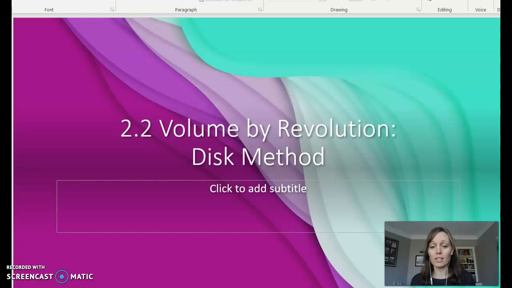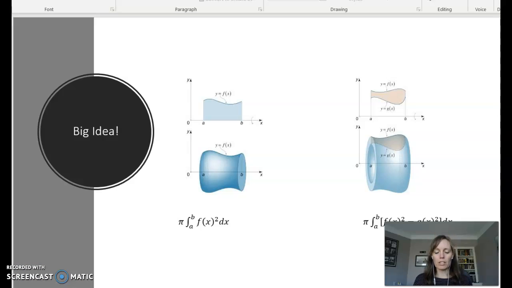All right, so when we talk about volumes by revolution, there are two methods for this. So this video is going to go over the disk method, and I have a few examples for you as we go through that. But first, I want to just give you a visual of what it is that we're doing. And so there's two situations we have here.